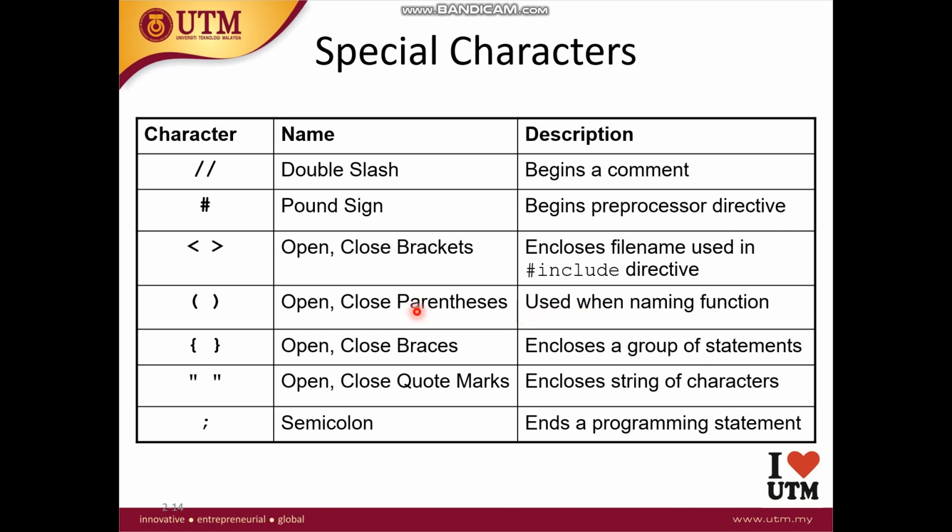Whenever you are writing a function, you need to use those parentheses. And these brackets are used to enclose a group of statements. These double quotes are used to put a string inside them. This one is a semicolon, which is used to end a statement.